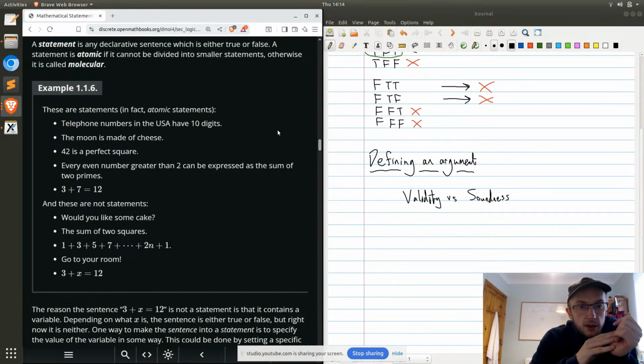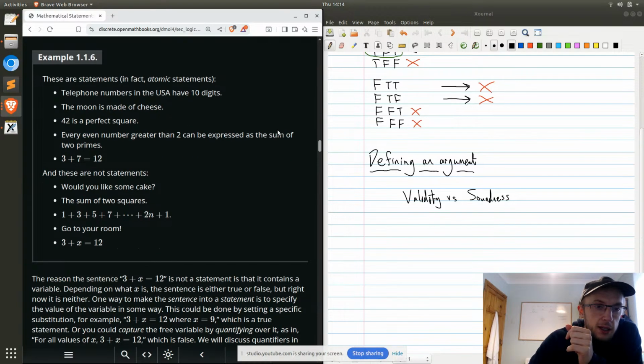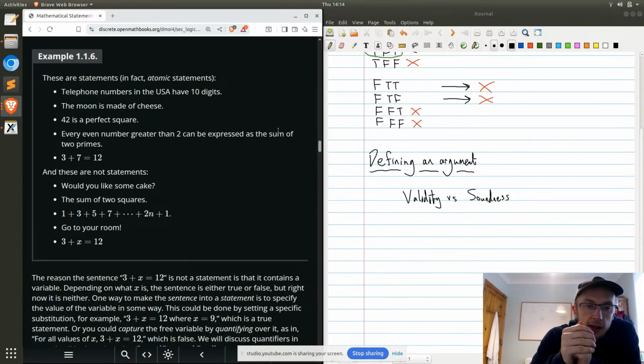So I know that the second, third, and fifth statements are false. I don't know about the first one, but I know that it is either true or false. And for the fourth one, that is a famous unresolved conjecture in number theory called the Goldbach conjecture. And then it says, no, these are not statements.